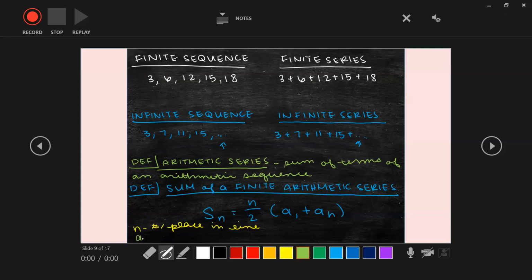What is a sub 1, someone else? Starting point. Yeah, it's the starting point. It's our initial condition. And what is a sub n, someone else? Yeah, the name of a sequence. Thank you. So n is the number or place in line. A sub 1 is the initial condition. A sub n is the name of the sequence.